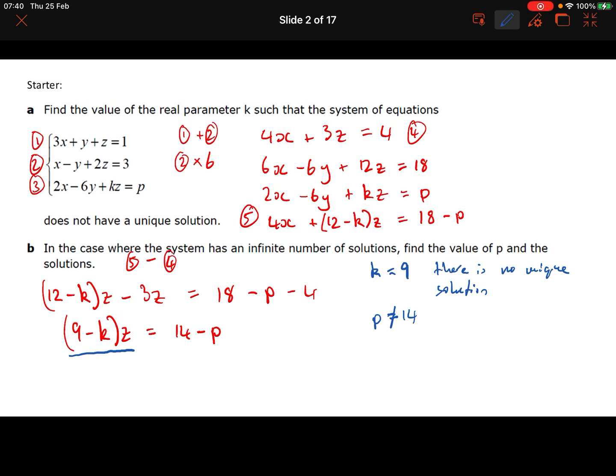Okay? But if p does equal 14, then on the left-hand side, and k equals 9, you're getting 0 equals 0. Well, what that means is there are infinite solutions. If you're getting 0 equals 0, it means there are infinite solutions. So that answers both part A and part B. Part A is saying that if k is equal to 9, there is no unique solution, and most likely no solution at all. But if k equals 9 and p equals 14, there are infinitely many solutions to this system of equations.